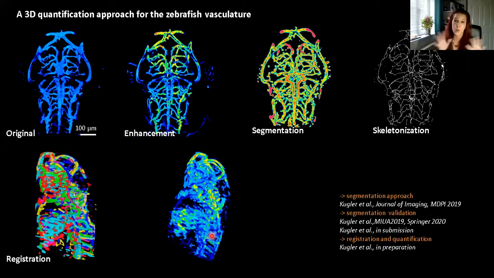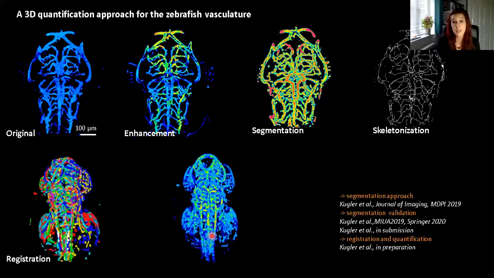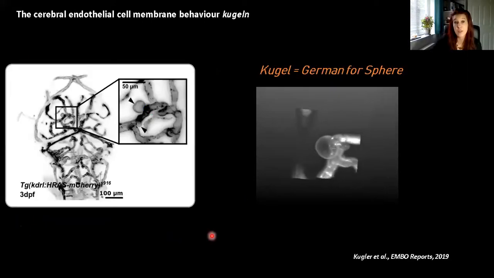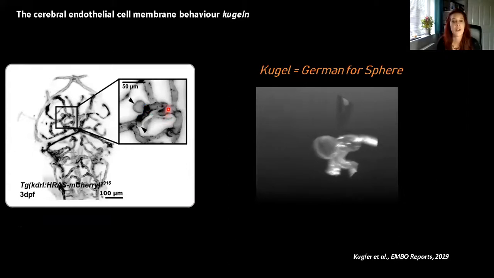But today I don't want to talk about this, but about a side project in my PhD, which was about the discovery and characterization of a new endothelial cell membrane behavior, or previously undescribed cell membrane behavior. And so in 2017, when I was looking at the data for my actual quantification project, I was observing these protrusions as shown here with the black arrowheads.